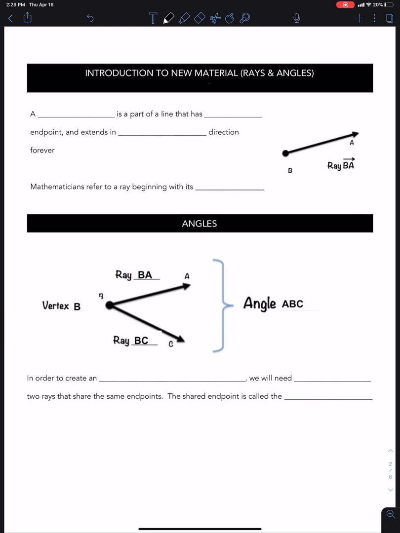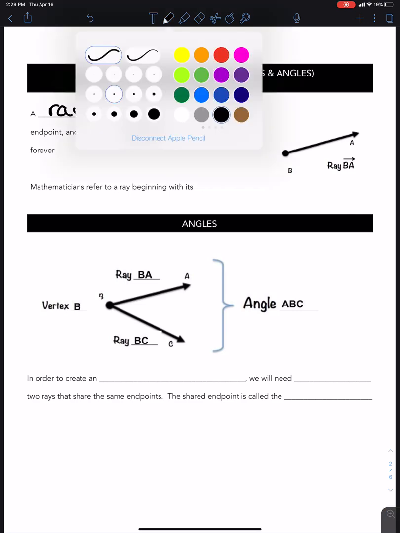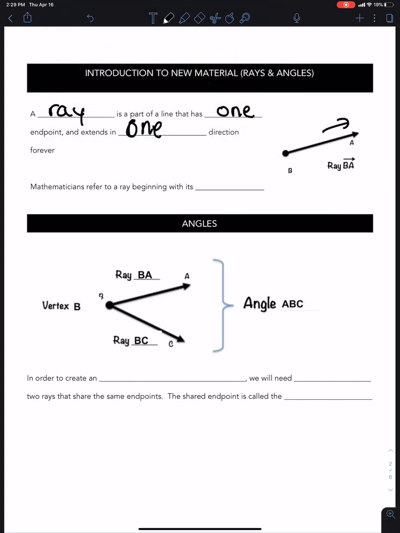So it says a ray is part of a line that has one endpoint and extends in one direction forever. All right, so if we're looking at this ray here, this right here is a ray. As we see, it extends in one direction. It's going in this direction right here, and it starts at the endpoint. It starts at the endpoint B.